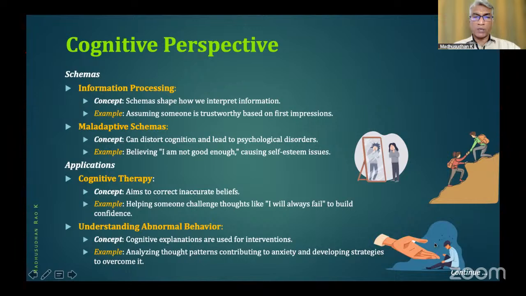Someone thinking, like, "I'm always a failure." Build confidence. Look at this image. Somebody's support system will be there, which will support the individual to come out of the situation. Understanding abnormal behavior: cognitive explanations are used for interventions, analyzing thought patterns contributing to anxiety, and development of strategies to overcome. Similarly, there are so many, whenever, as I said, looking at someone, you may see trustworthy in the first impression.